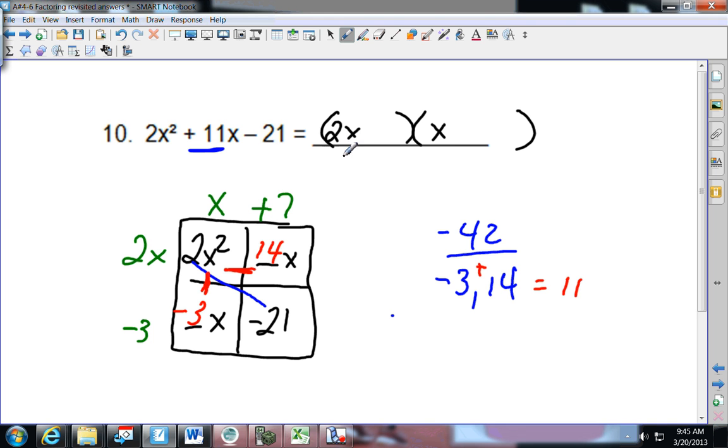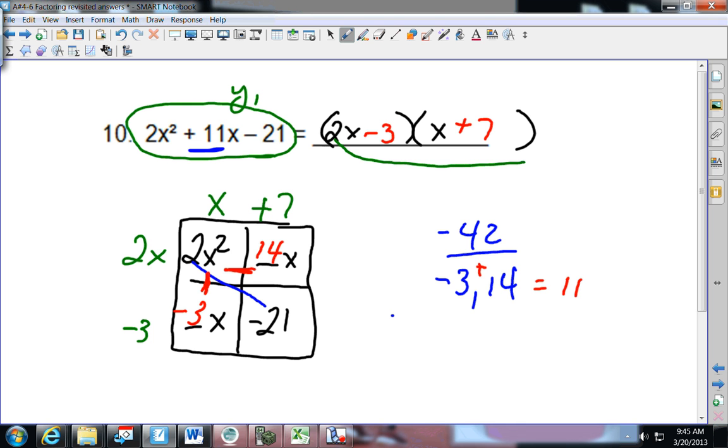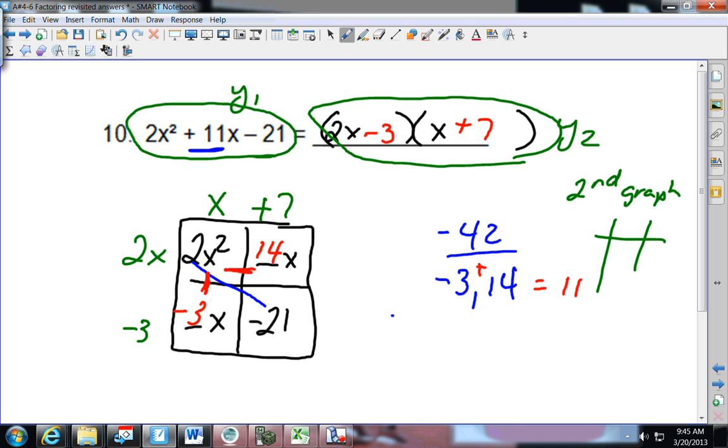All right, so now my factors are 2x minus 3 and x plus 7. Now remember, to check it, you put the original problem, all of this, into y1. All of this into y2 and press second graph. Then you should see that y1 equals y2. These two things should be the exact same.